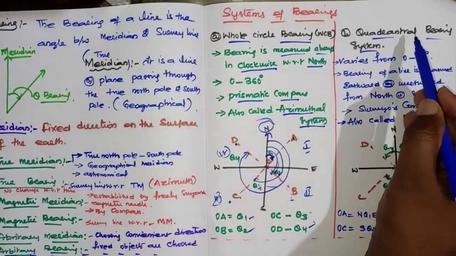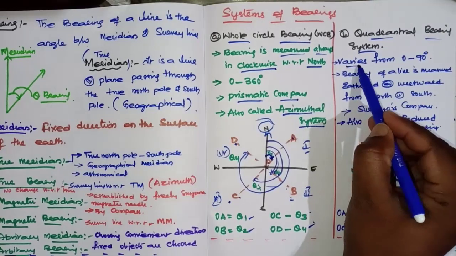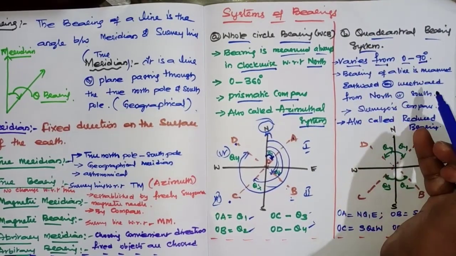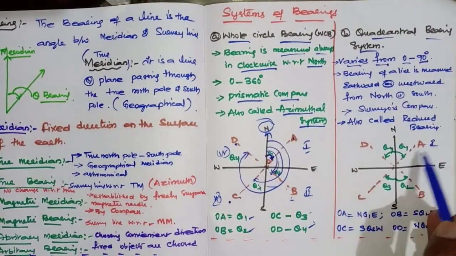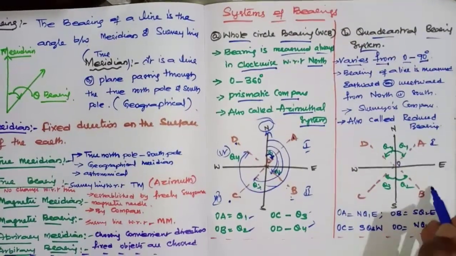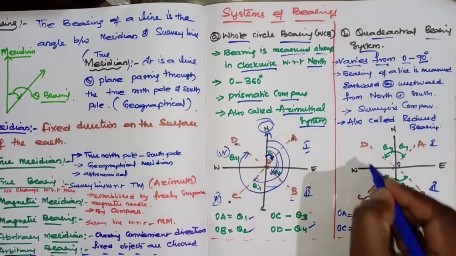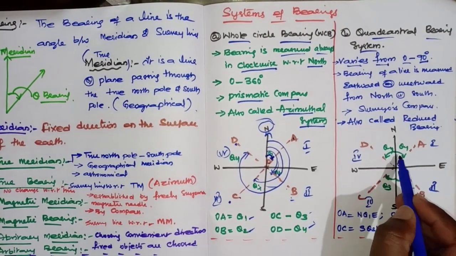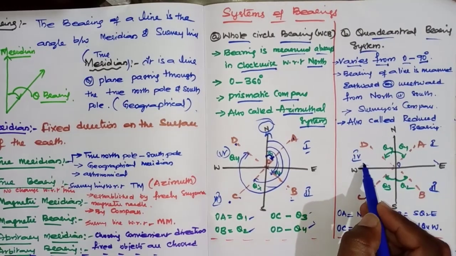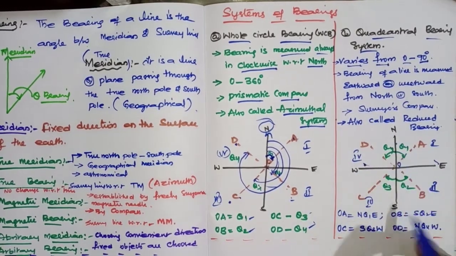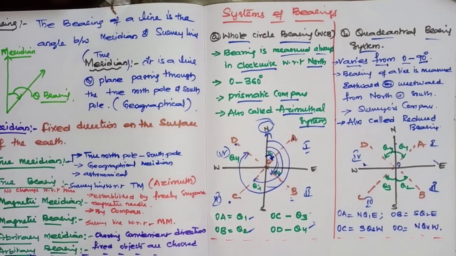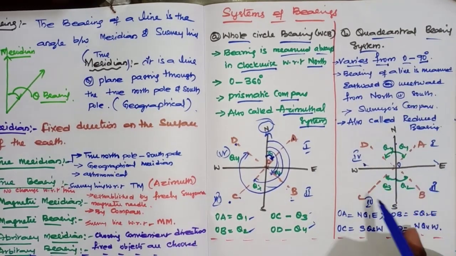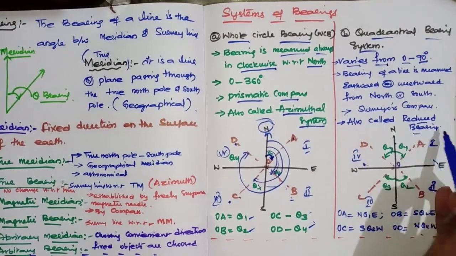Coming to the quadrantal bearing system, this varies from 0 to 90 degrees. Suppose OA is the line in between the first, second, third and fourth quadrants. Here it is 0 to 90 degrees, and the bearing is always measured eastwards or westwards, from north or south. It is done by surveyor's compass, which is also known as reduced bearing.